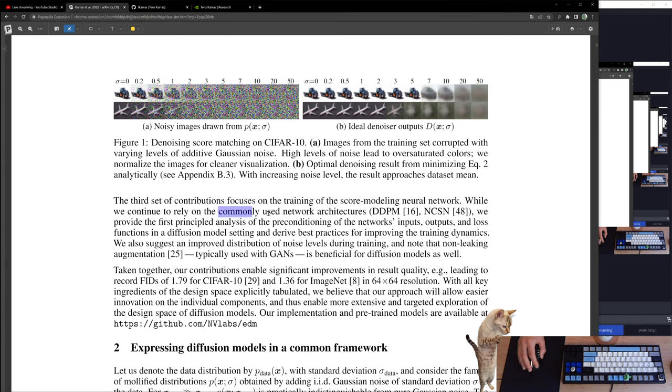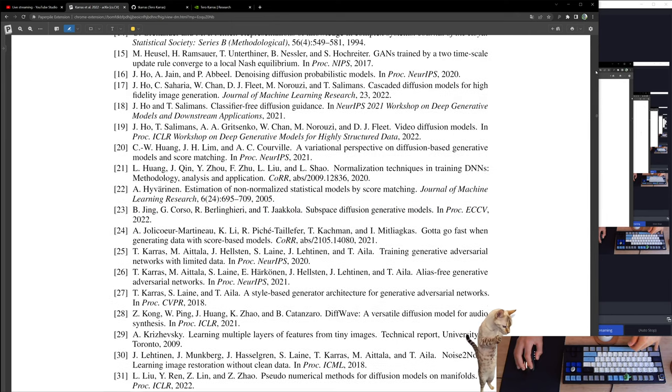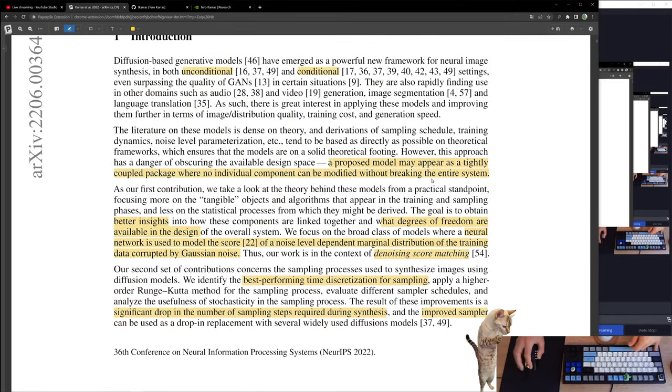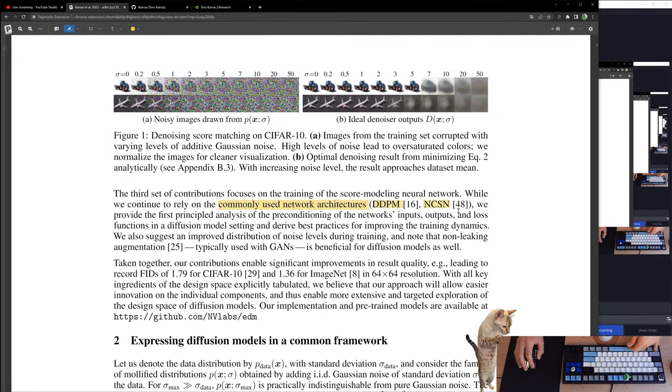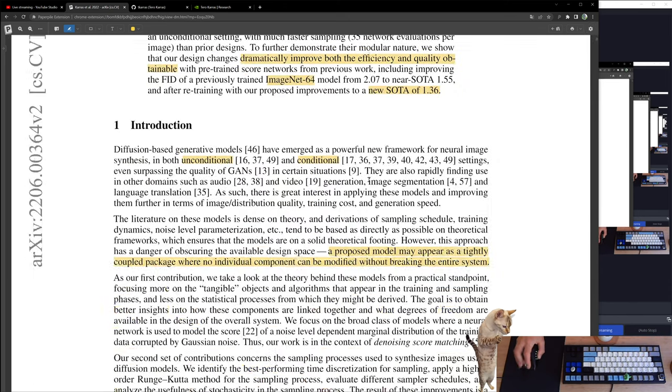Okay, so commonly used network architectures for this are DDPM and NCSN. How old are these? DDPM is 2020. And then NCSN is 2019. Okay, so those are relatively recent.